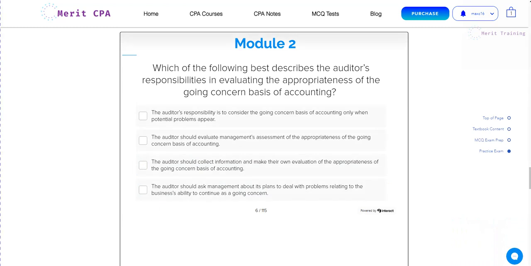Alright, how I would approach this one is just do a Control F and go to the going concern section of the notes. That will take you to this part here.